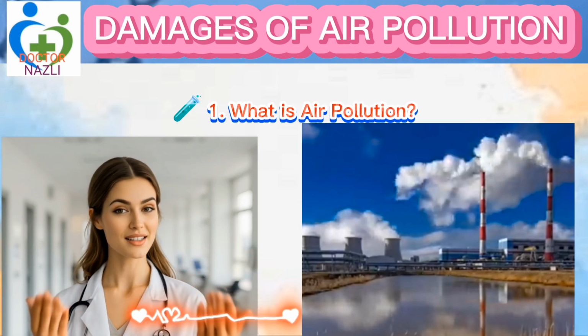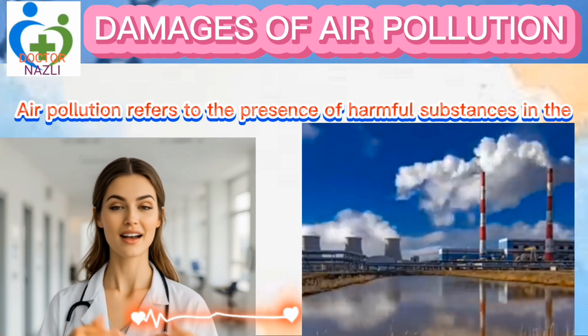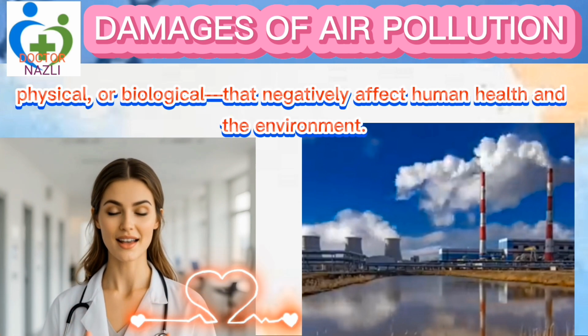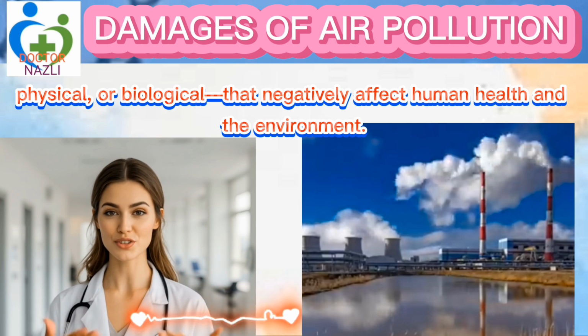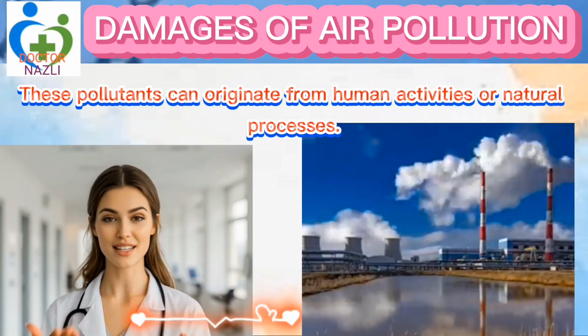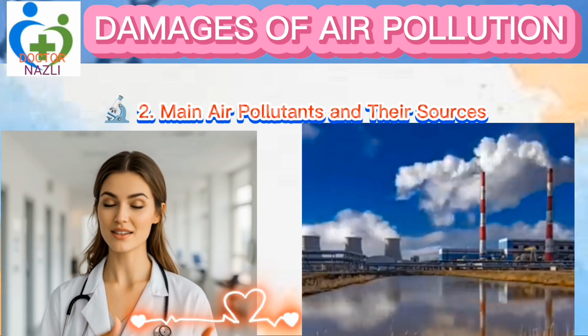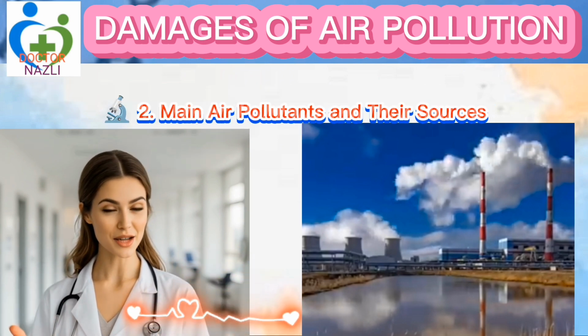1. What is air pollution? Air pollution refers to the presence of harmful substances in the air, whether chemical, physical, or biological, that negatively affect human health and the environment. These pollutants can originate from human activities or natural processes. 2. Main air pollutants and their sources.